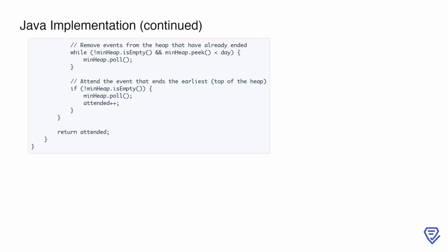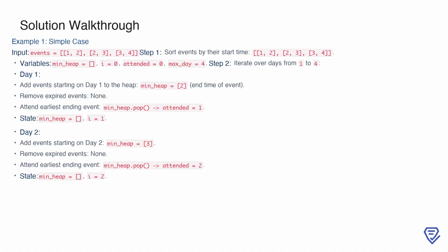Here, we are looking at a simple case where the input events are [1, 2], [2, 3], [3, 4]. The first step is to sort these events by their start time, which in this case doesn't change the order since they are already sorted. We then initialize some variables: min_heap to keep track of event end times, I as the index for the events, attended to count the number of events attended, and max_day, which is the last day any event ends, in this case, day 4. From day 1 to day 4, we evaluate which events can be attended.